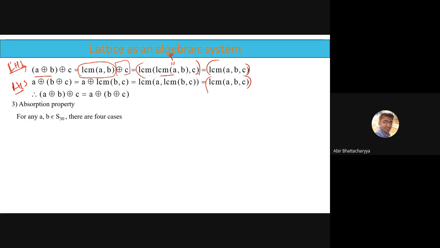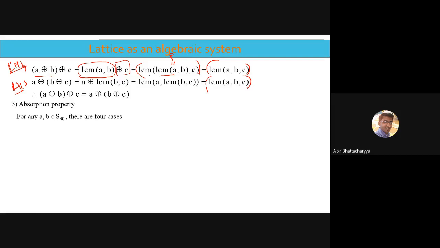So for any A, B belonging to S30, like in the last one with the maximum and minimum cases, we divided into 2 cases, either A less than or equal to B or B less than or equal to A. Whenever divides is the relation, we can make 4 cases. The first one is A divides B, the second one is B divides A, the third one is A and B, no one divides either of them, then they are mutually prime to each other. Mutually prime means GCD of them is actually 1, GCD of A, B equals 1.